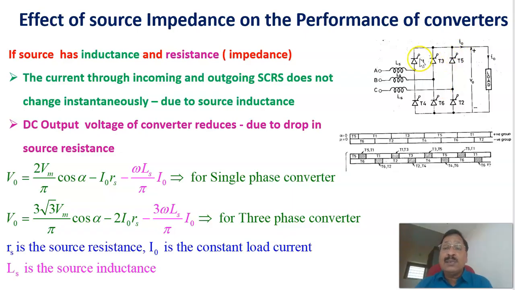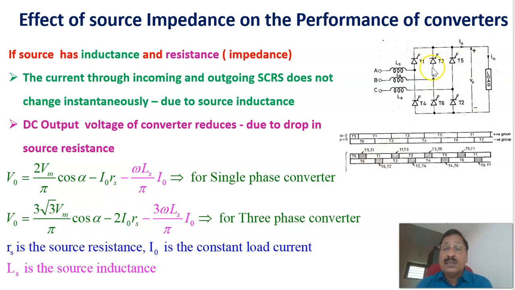In that case, from the positive group both T1 and T5 conduct, and from the negative group T6 is conducting. After some time, the current through T5 decays to 0, and the current through T1 increases to the load current, I0.